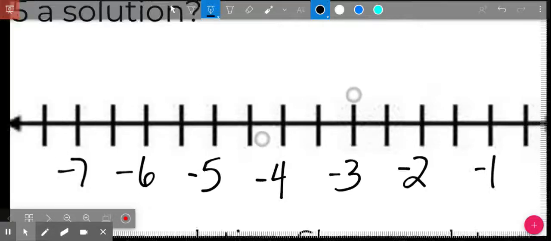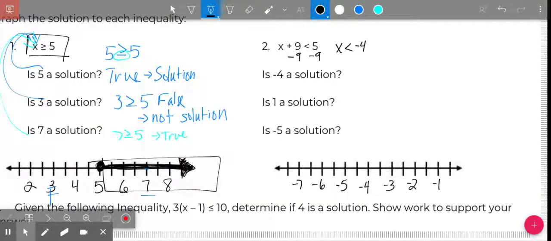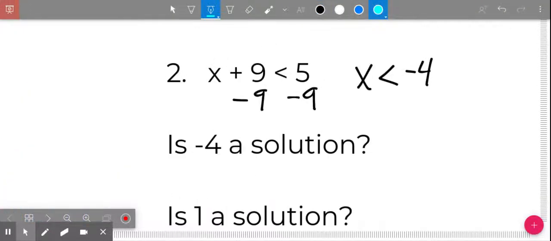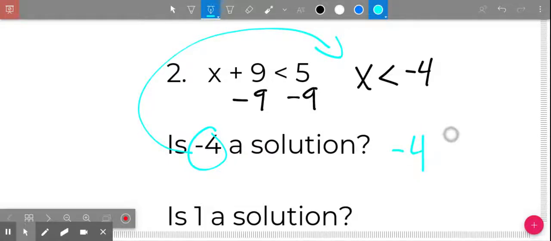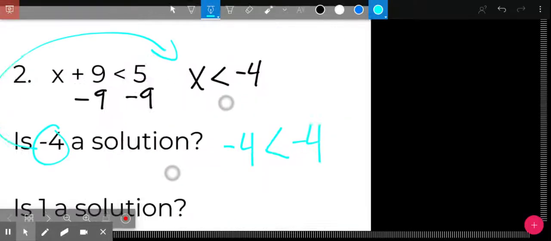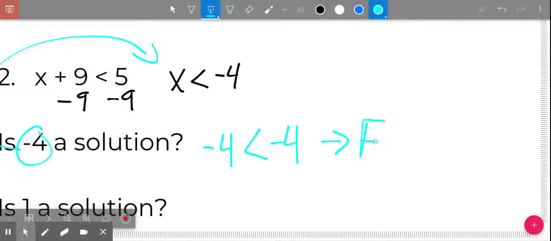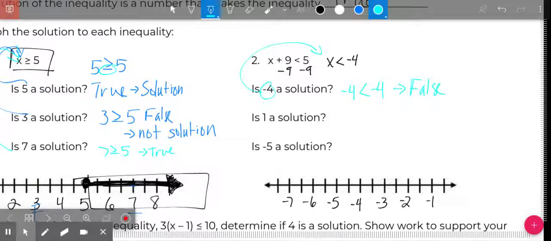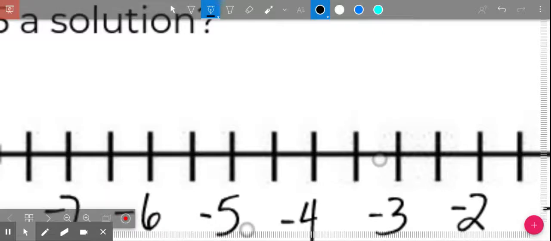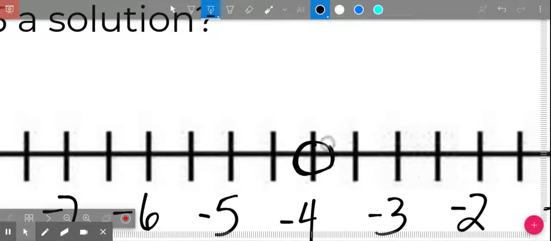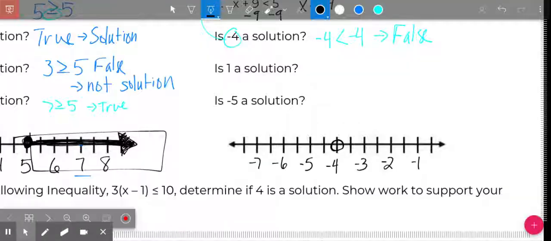Okay. So we're going to start by checking the negative 4. We're going to take that negative 4 and plug it in, and we'll get negative 4 is less than negative 4. Well, is that true? It sure isn't. That's false. Since it's false, that means it's not a solution, so we can't put a solid dot over the negative 4. That right there is why it's going to have an open dot over the negative 4.